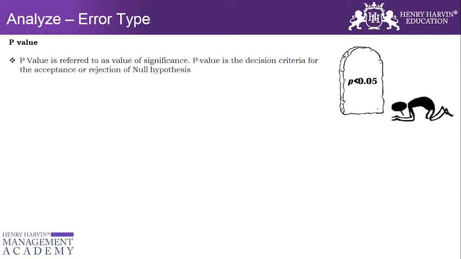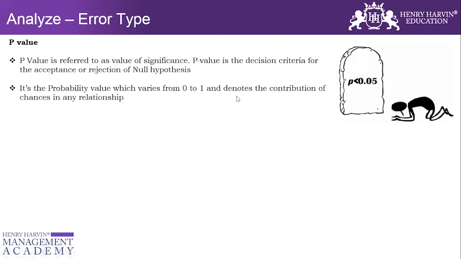P-value is referred to as a value of significance. P-value is a decision criterion for acceptance or rejection of the hypothesis. In the previous slides, we discussed different types of hypothesis, which are the null hypothesis and the alternate hypothesis. However, we did not discuss how I identify whether it's a null hypothesis or an alternate hypothesis. With the help of the p-value, I define whether it is a null hypothesis or an alternate hypothesis. What is the p-value? Let's understand it.